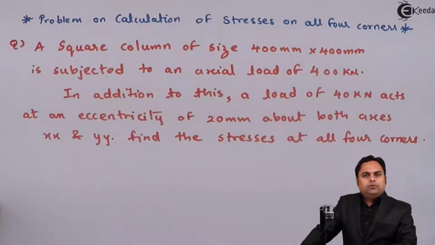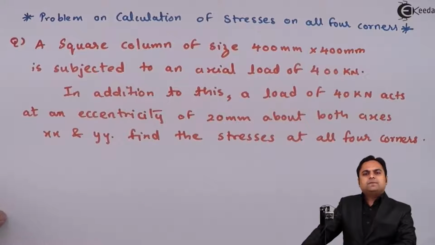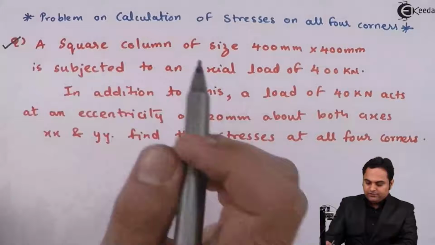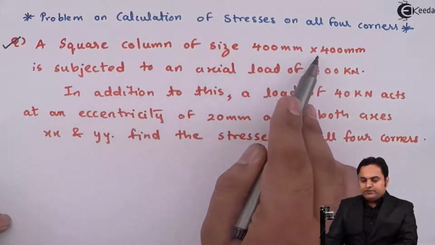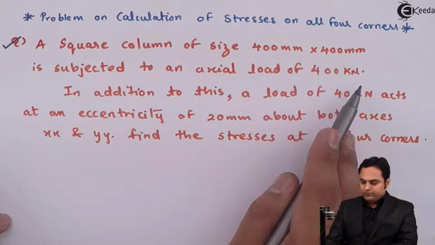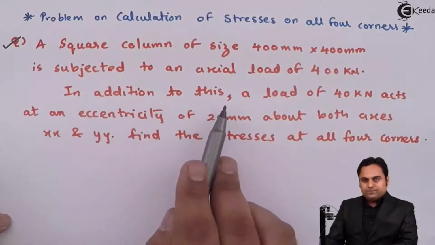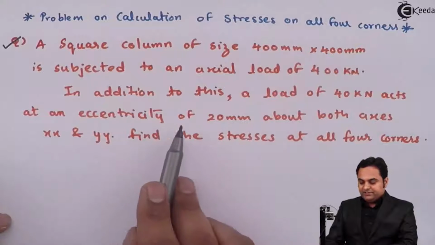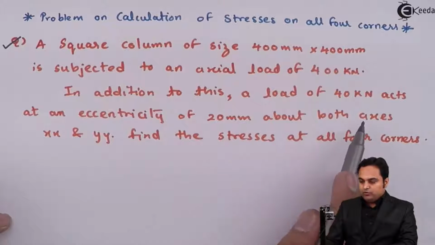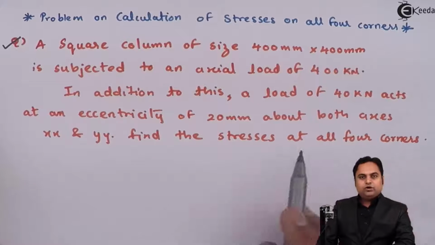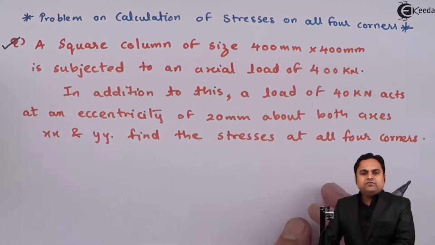In this video we will see a problem on direct and bending stresses, where we have to find the stresses on all the four corners. Here is the question we have. A square column of size 400 mm into 400 mm is subjected to an axial load of 400 kN. In addition to this, a load of 40 kN acts at an eccentricity of 20 mm about both axes, that is xx and yy. Find the stresses at all four corners. So this is the question we have.